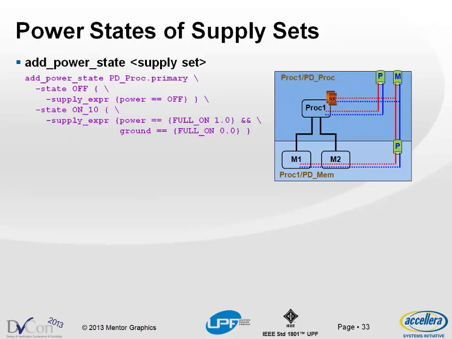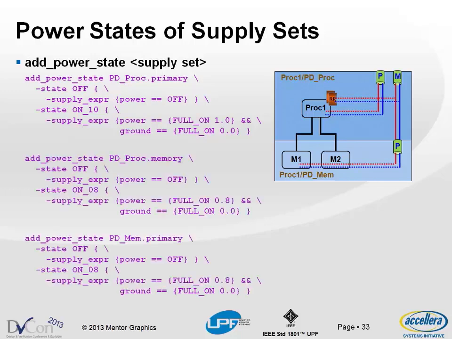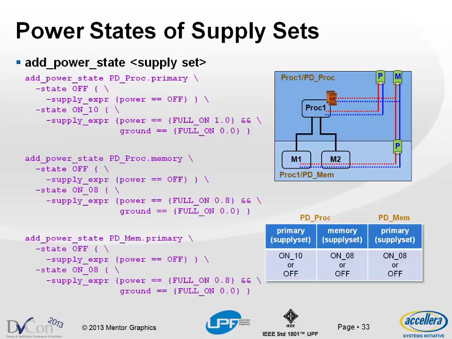This is another place where the level of detail is up to you. I might have said if the power is off or the ground is off, but I chose to make it simpler here. In any case, by putting power states now on supply sets, and I can do one for each of these, I have the same kind of tabular way of thinking about things as before, but they're now based on the supply set and supply set handles associated with the power domains rather than on ports.